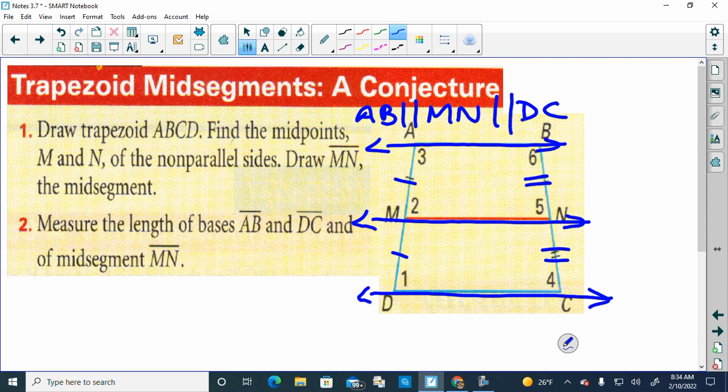What are you going to tell me about angles 1 and 2? They're the same. So let's write that statement on there. We're going to have angle 1 is congruent to angle 2.